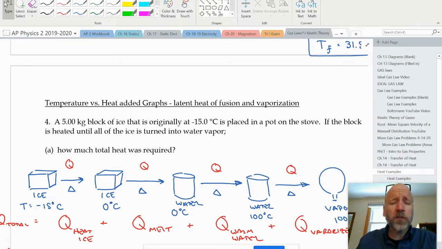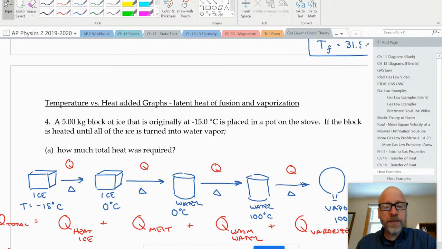And this graph should look familiar from chemistry class. If not, go back into chapter 14 and read the section that explains this. You'll get it. It's like 3 pages. Here it is. A 5-kilogram block of ice that is originally at negative 15 degrees Celsius is placed in a pot on the stove. If the block is heated until all of the ice is turned into water vapor, how much total heat was required?